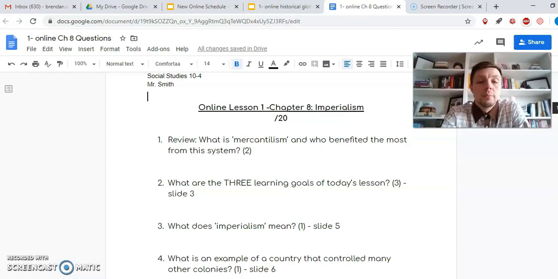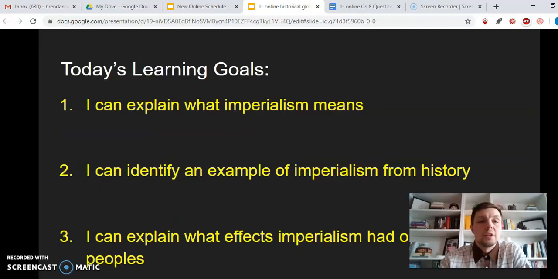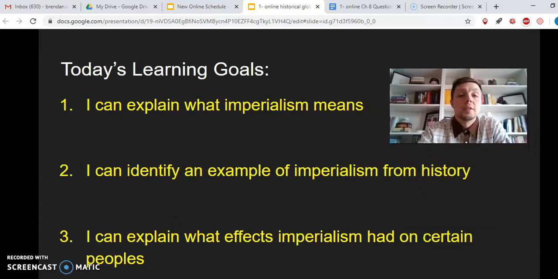Okay, that does it for today's lesson. So just as a review, this was on imperialism, and your learning goals were to be able to explain what imperialism means, what an example of imperialism was from history, and what effects did imperialism have on certain peoples.